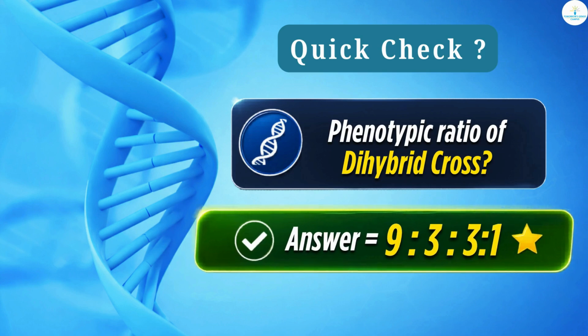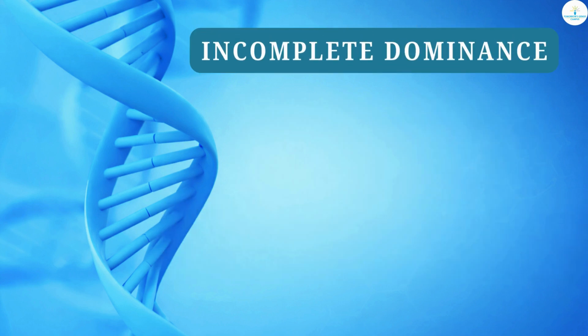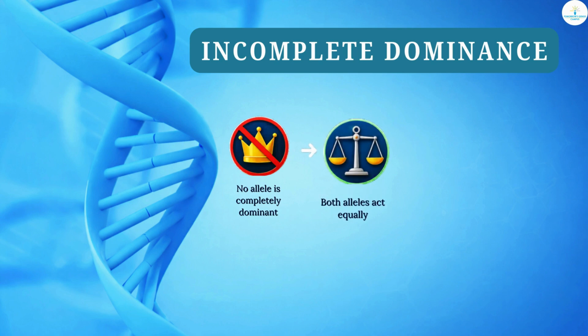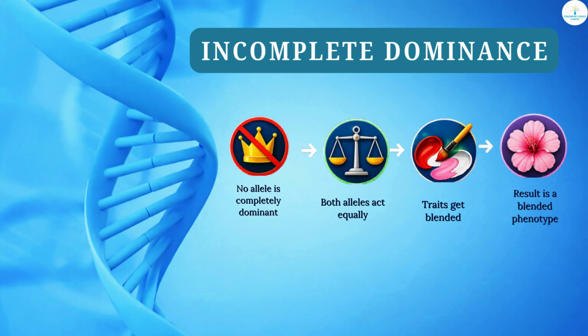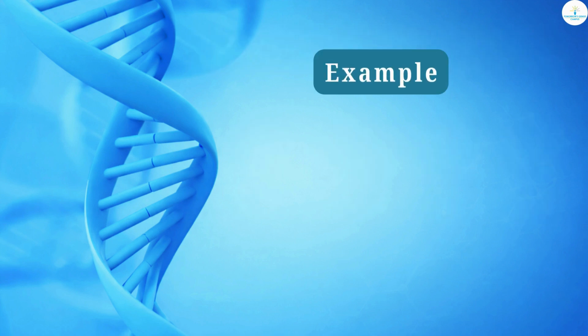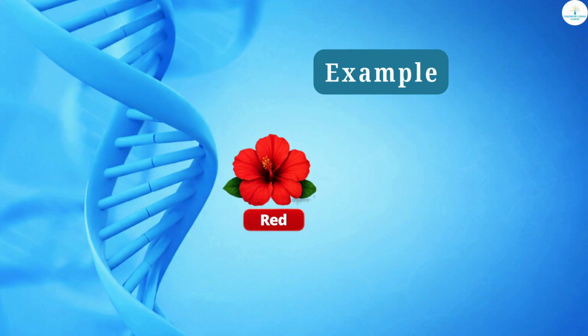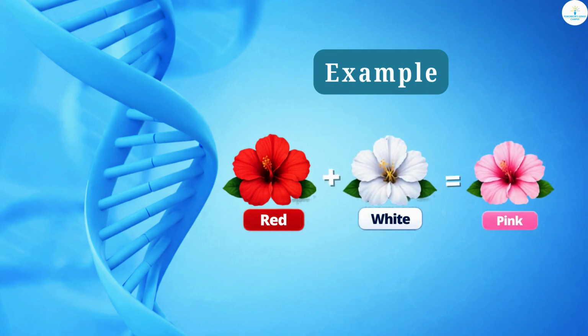9:3:3:1. Incomplete dominance: a post-Mendelian genetic phenomenon where neither allele is completely dominant over the other, resulting in an intermediate blended phenotype in the heterozygote. Example: in incomplete dominance, when a red flower is crossed with a white flower, the result is a pink flower due to blending of traits.